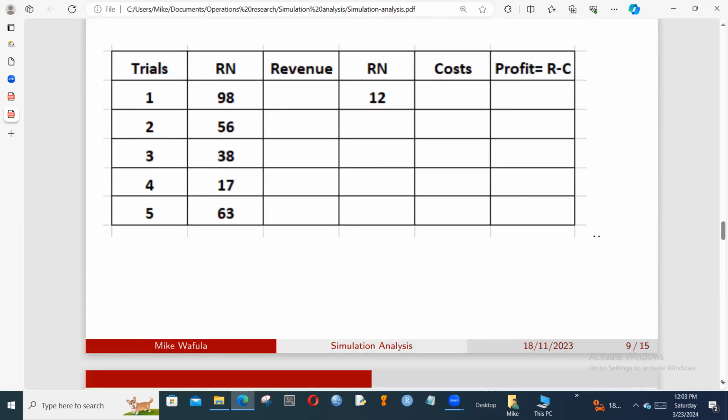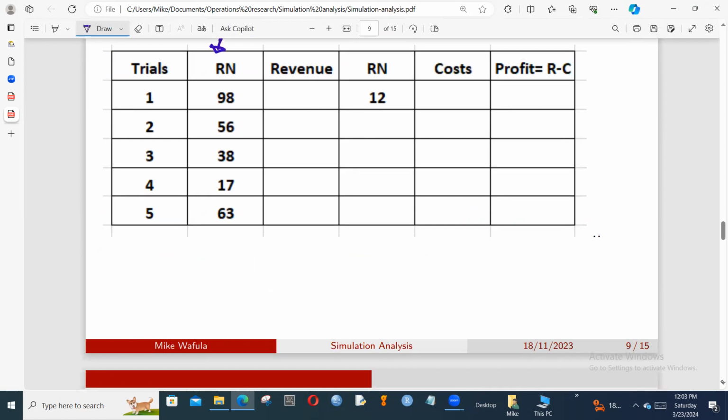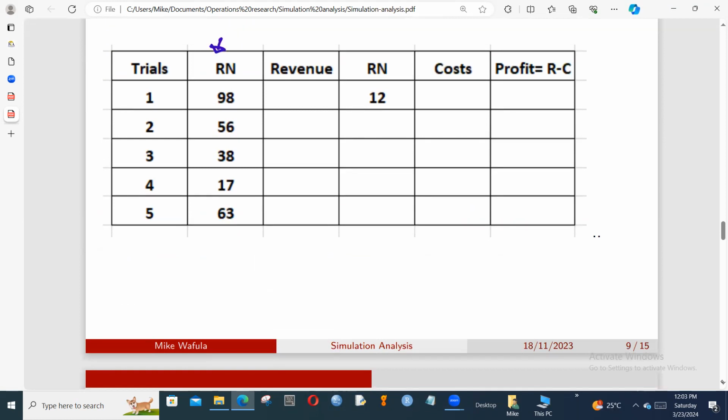So you should be having the first one this way, right? So we have said the random number for cost is 12, 02, and then what do we have? 66, 66, 55, 55, 98. Yes. So those are there are 5 trials.